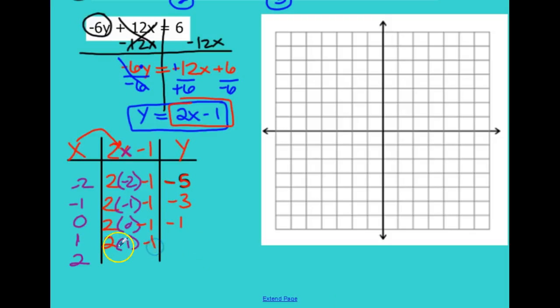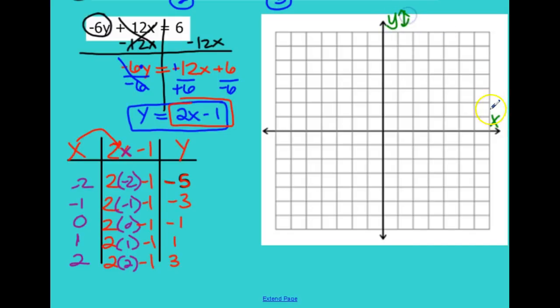Hopefully you can do some of these in your head. 2 times 1 is 2. 2 minus 1 is 1. If you notice, we're going up by 2's. Negative 5, negative 3, negative 1 to a positive 1. We're going towards the positives 2 every time. And last, plugging in a 2. 2 times 2 is 4. Minus 1 is 3. So our last step is to just plot our points.